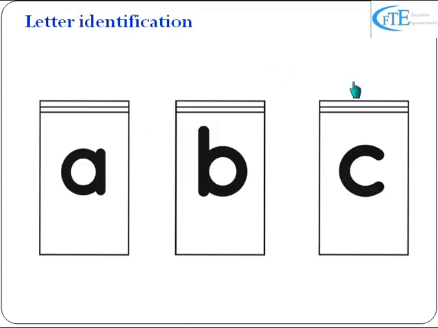Now place all three letter cards side by side and get your child to articulate them when you say the sound. K, A, B, A, K, B, K, A, B, B, A.